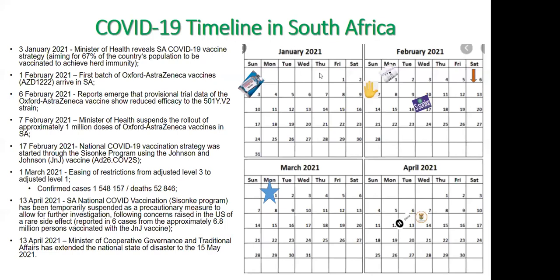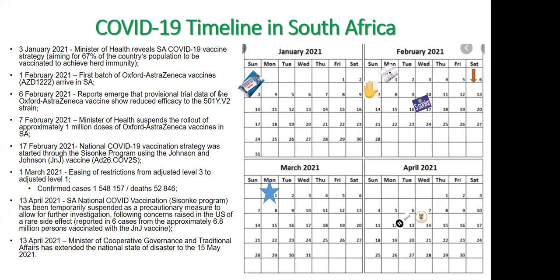Then came the new year, new hope, hopefully. On the 3rd of January, the Minister of Health revealed the South African COVID-19 vaccine strategy. A lot of hope was pinned on the vaccine. Even when COVID started in 2020, there was always talk about strategies to try and curb infectious diseases, and vaccines were one of them. So, in the new year, there was this hope that we could use a good vaccine strategy. And like I say, on the 3rd, it was announced, and the aim was to try and immunize 67% of the country's population to achieve herd immunity.